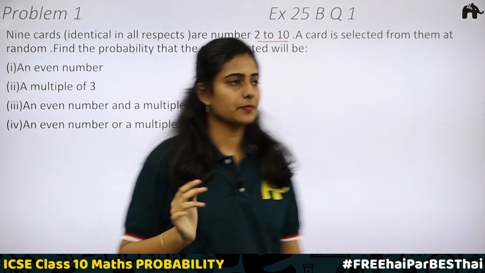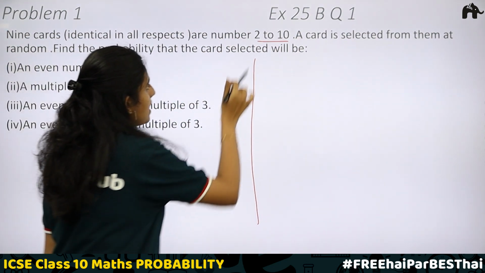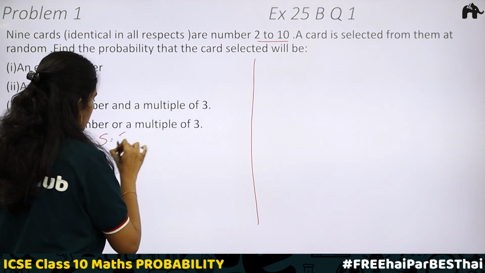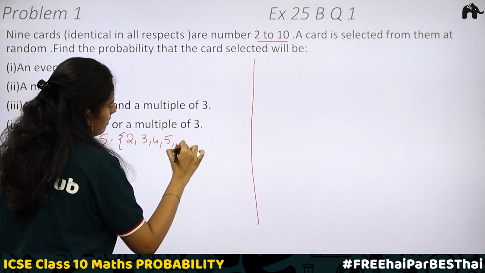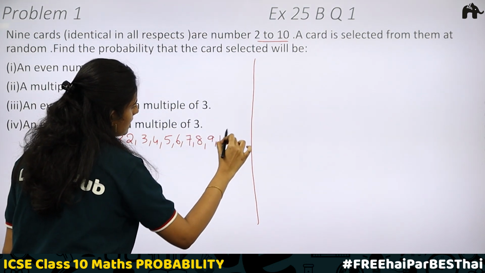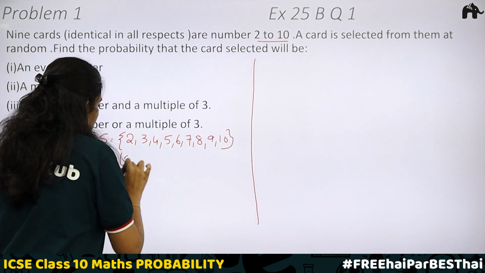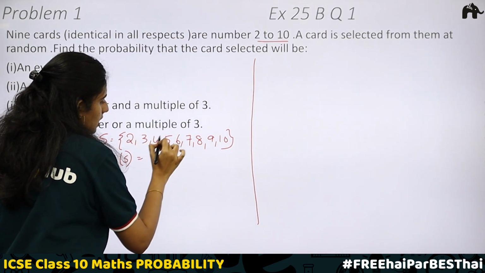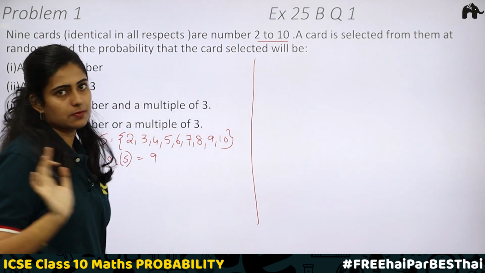Okay. So here what is the sample space? We have cards numbered from 2 to 10. There are 9 cards. Okay. 2, 3, 4, 5, 6, 7, 8, 9, 10. So these are the 9 cards. What is the total number of outcomes, n of S? n of S will be equal to 9. Already it is given, 9 cards.